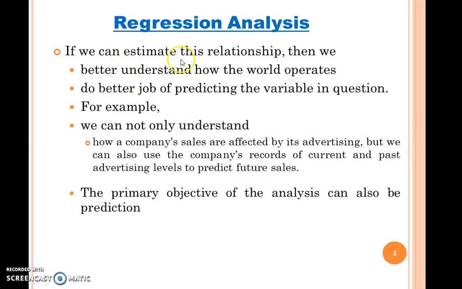If we can estimate this relationship, then we better understand how the world operates. I told you this definition will come frequently. So we better understand how the world operates and do a better job of predicting the variable in question. For example, we can not only understand how a company's sales are affected by its advertising, but we can also use the company's records of current and past advertising levels to predict future sales. The primary objective of the analysis can also be predictions.